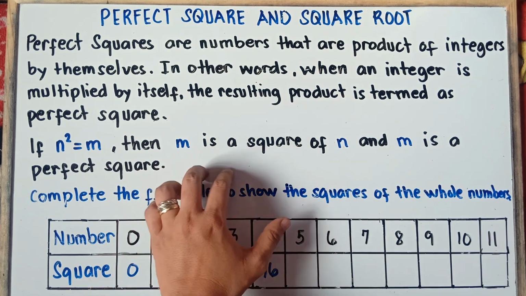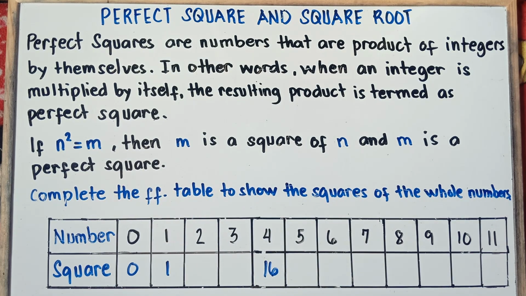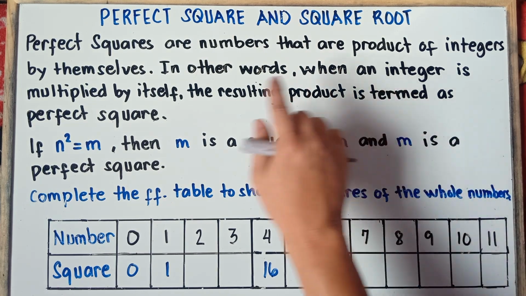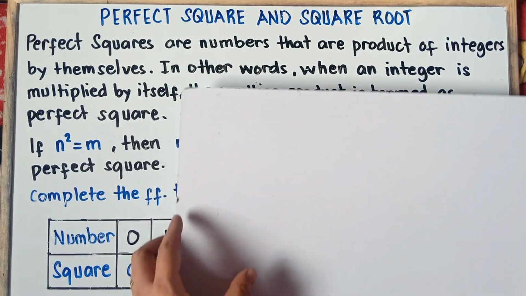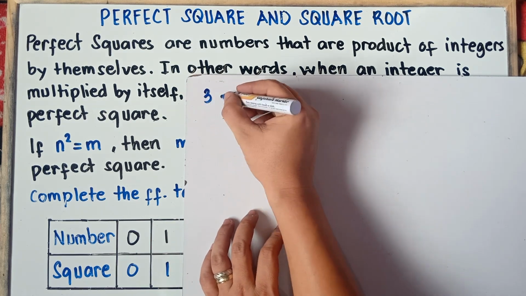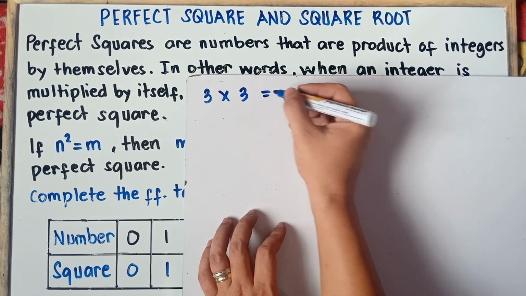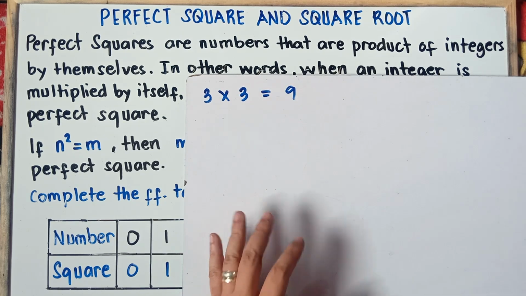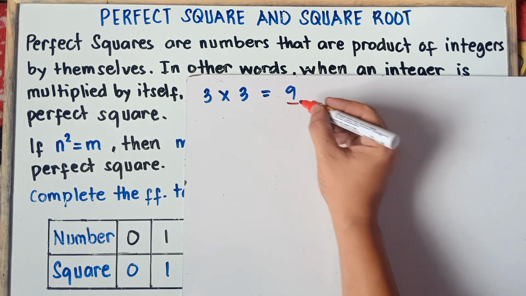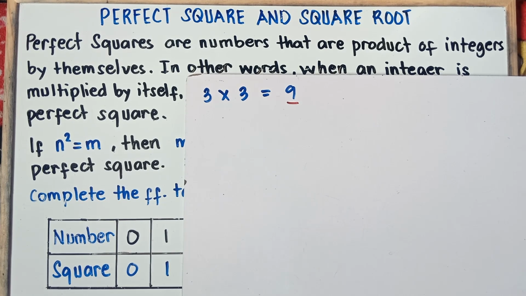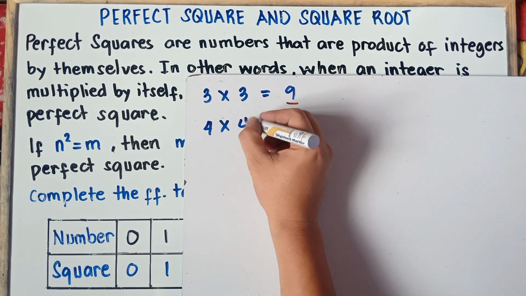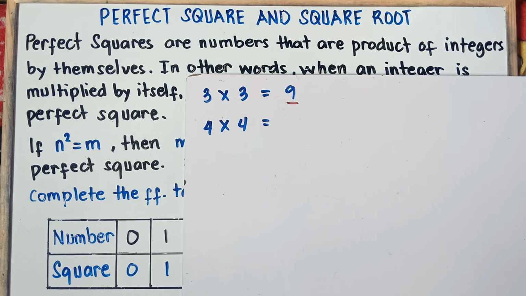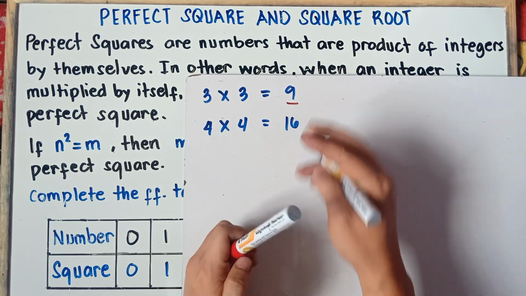Let me just explain this one, class, for you to really understand the perfect square. Once again, when an integer is multiplied by itself, the resulting product is termed a perfect square. Let me give you an example. If I say 3 multiplied by itself, 3 times 3, the answer, 9, is what we call a perfect square. Another example: if I say 4 times 4, what's the answer? Of course, that's 16. Therefore, 16 is a perfect square.